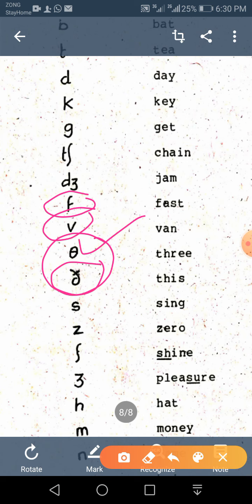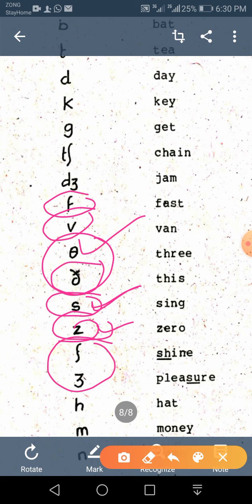Now this one, the. Now this is also a fricative. This one is known as voiceless, and this one is voiced. Snake, sip. Now this one: zebra, zero, zip. Now these two are again fricatives. The first one will be pronounced as ship, sheet, shine.